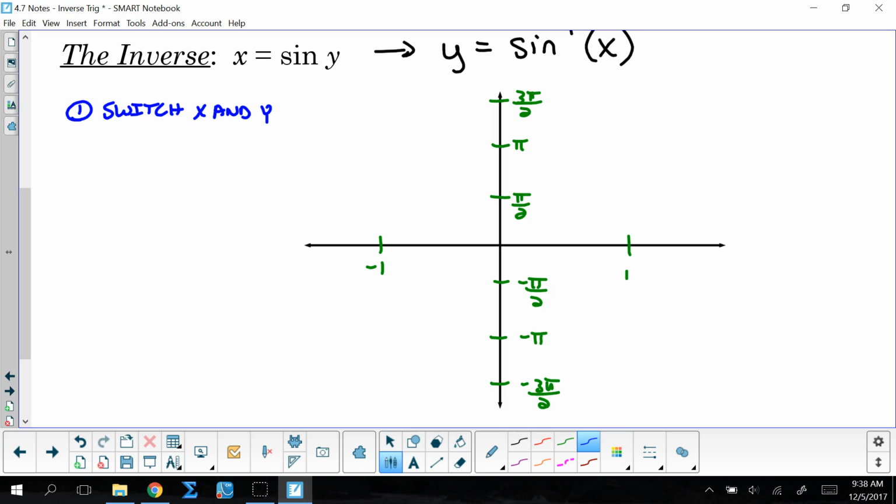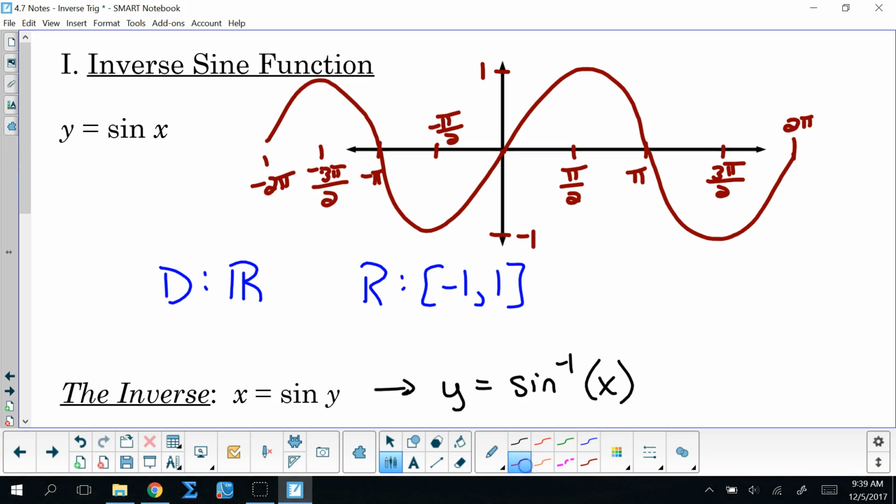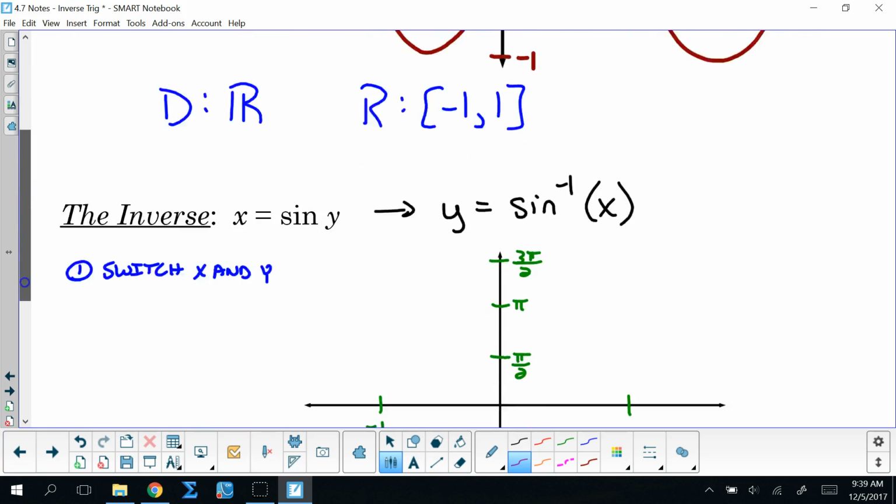Okay? Now, let's look at individual points. If I look at this point right there, what are the coordinates on my regular graph? What are the coordinates of that purple point? This is the point negative 3 pi over 2, comma 1. So on my inverse graph, what is the point that I am going to put on it? 1, comma, negative 3 pi over 2.